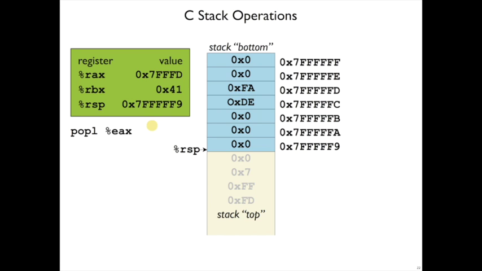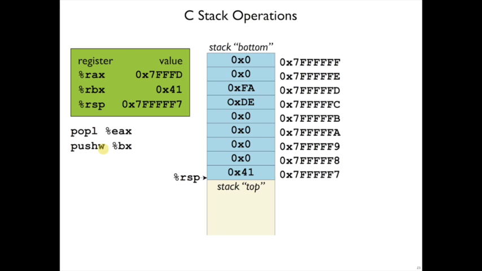A program can use the stack at byte, word, long word, and quad word granularities if it wants. Right? In this case, I'm pushing 2 bytes back on from register RBX, just the low 2 bytes there. So hex 41 ends up being the hottest thing on the stack at this point.